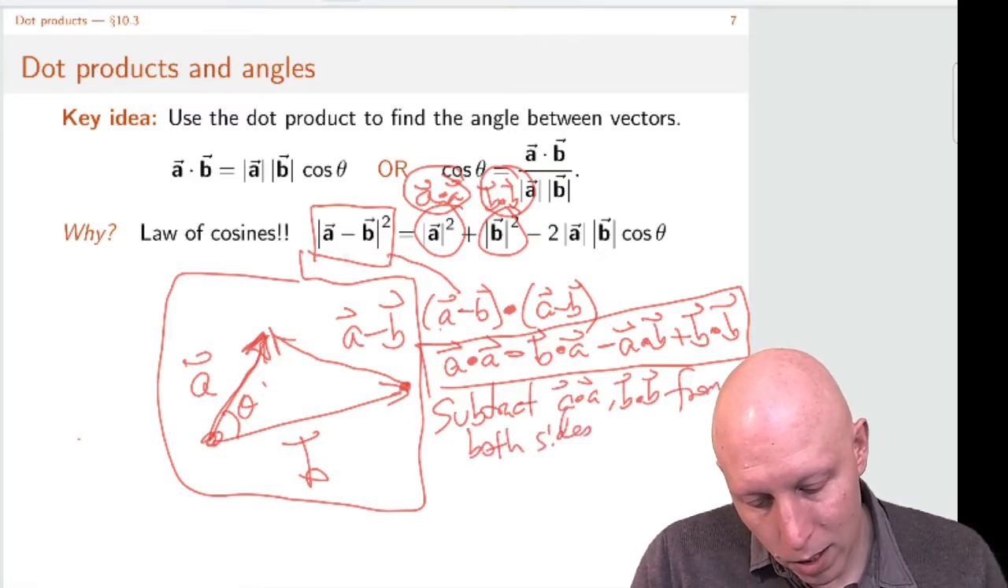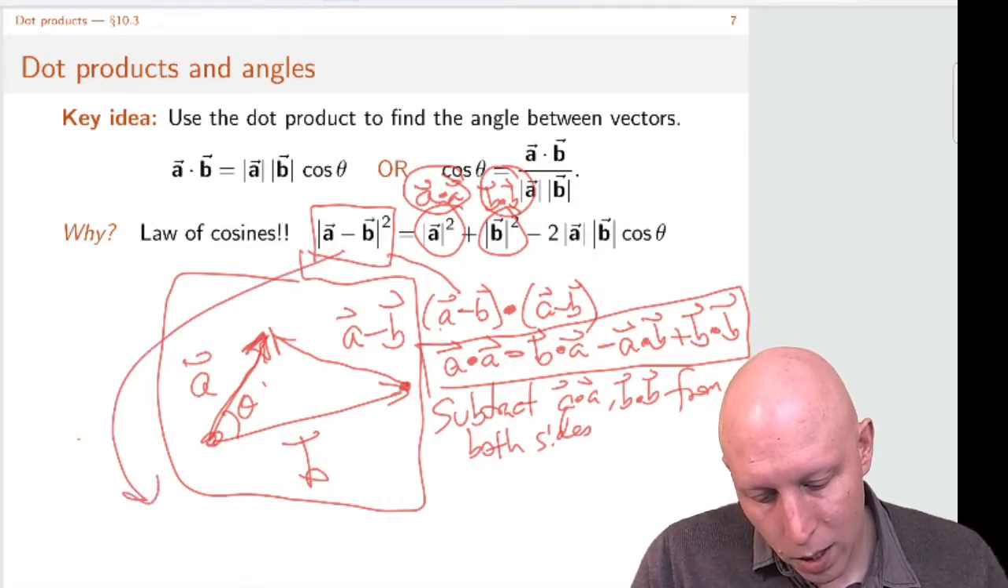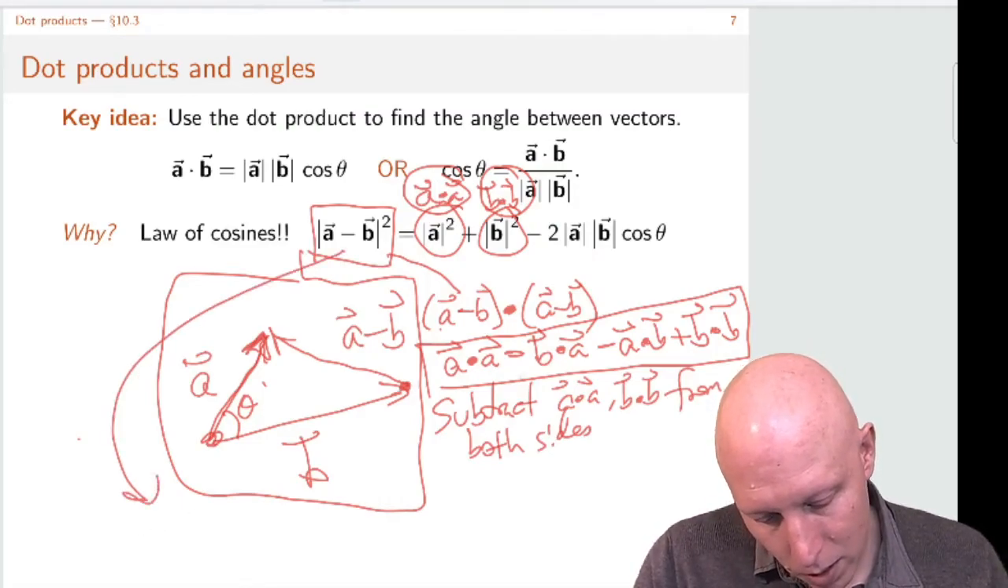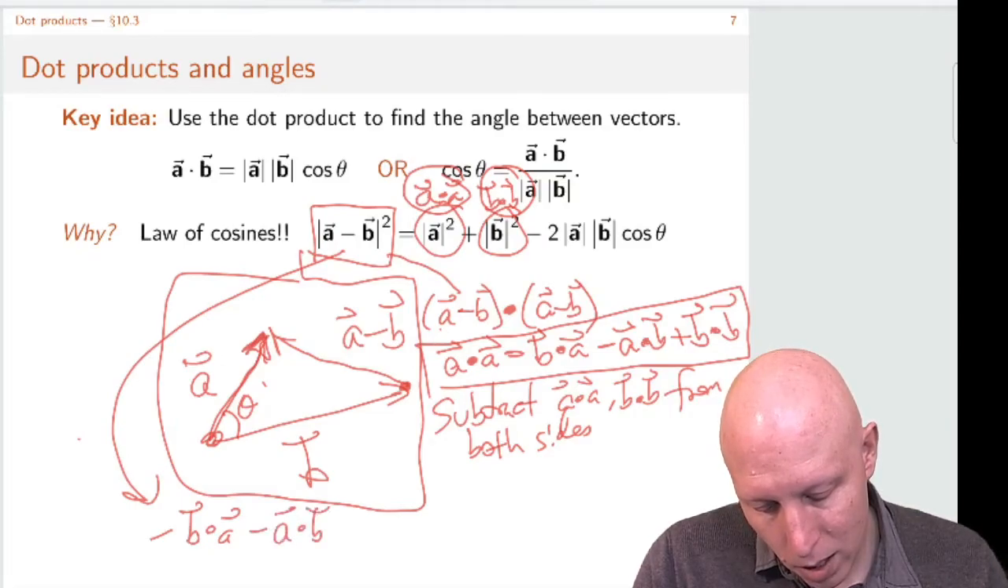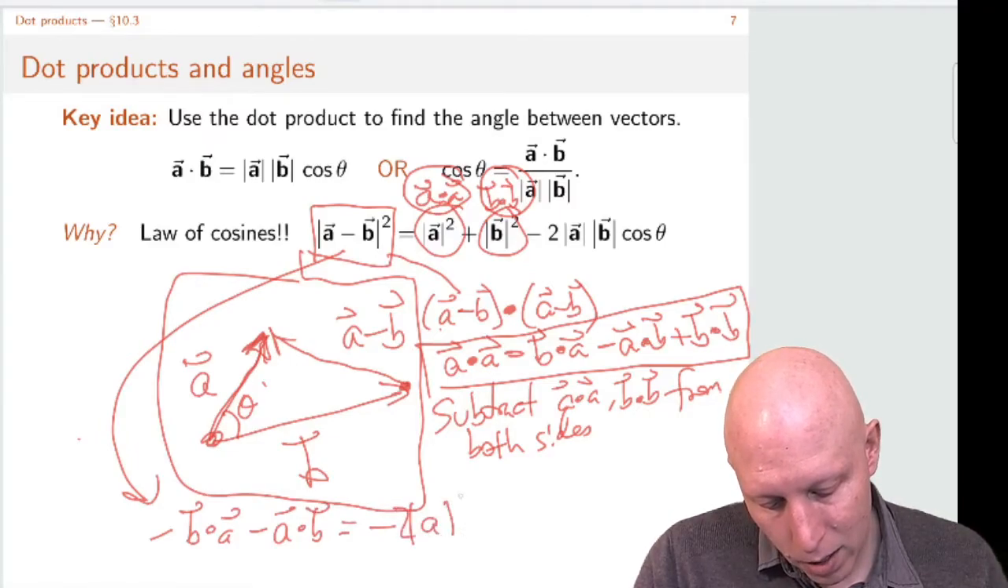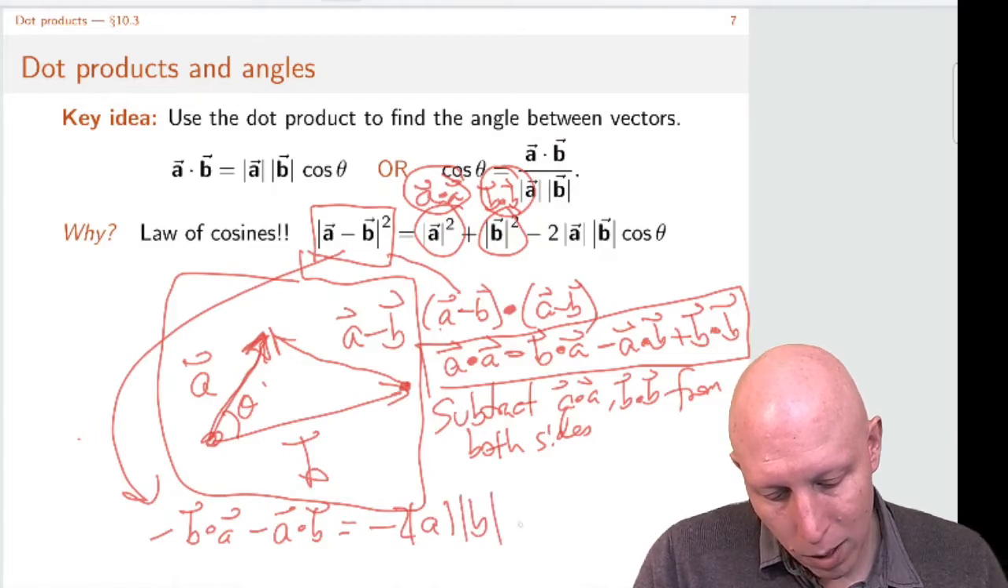And what do we get? So this becomes negative b dot a minus a dot b is equal to negative 2a times b, magnitude a, magnitude b, times cosine of theta.